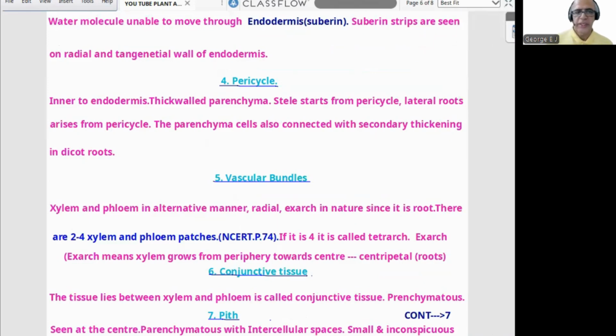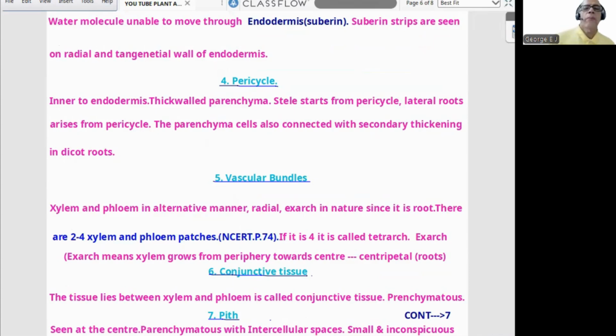Next is pericycle. Inner to endodermis, thin-walled parenchyma cells. Stele starts from pericycle, lateral roots arise from pericycle. These two are the common questions from pericycle. Parenchyma cells are also connected with the secondary thickening in Dicot root.